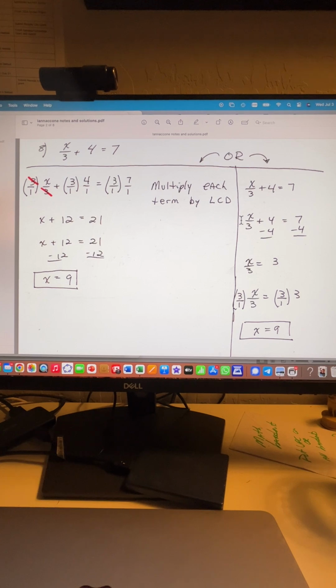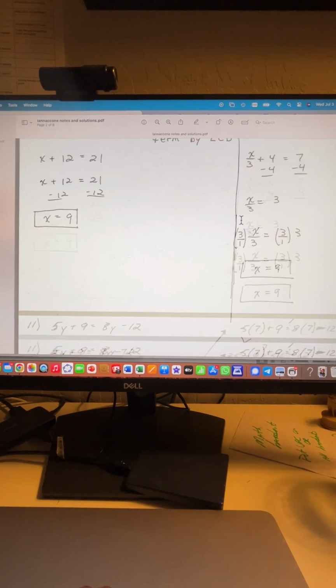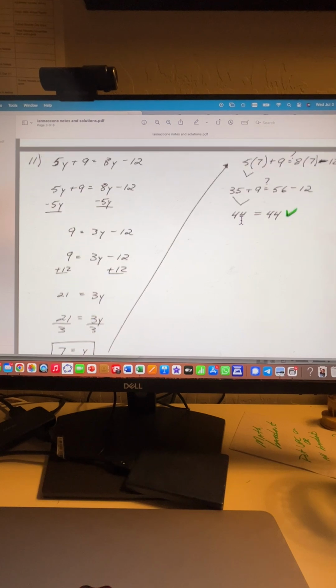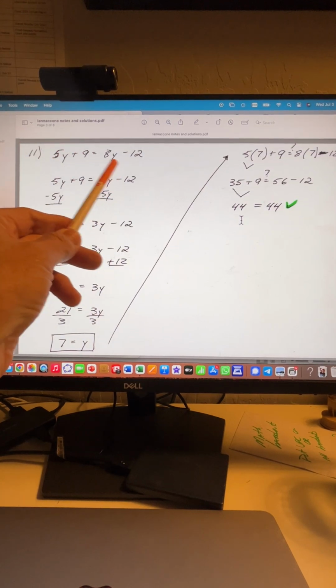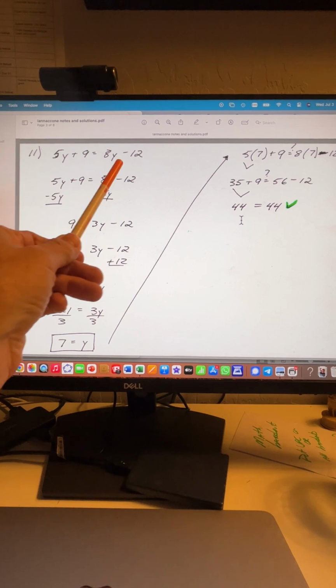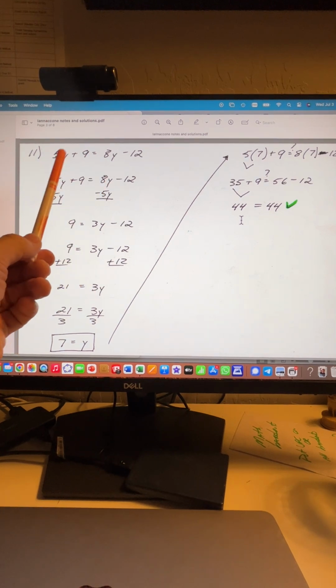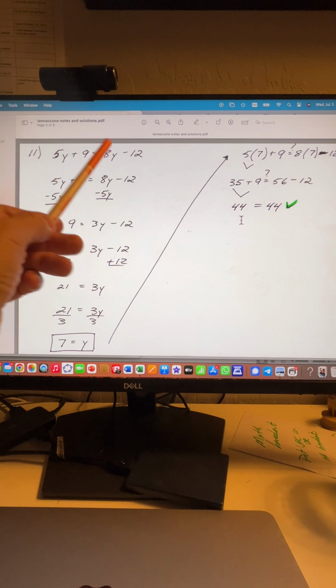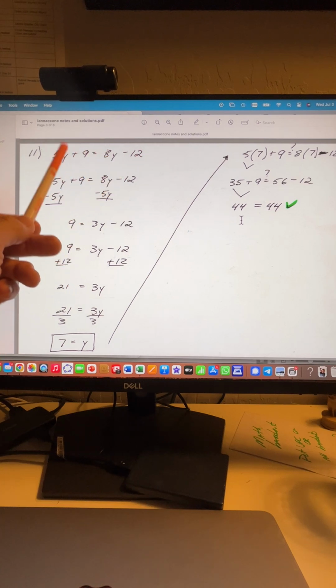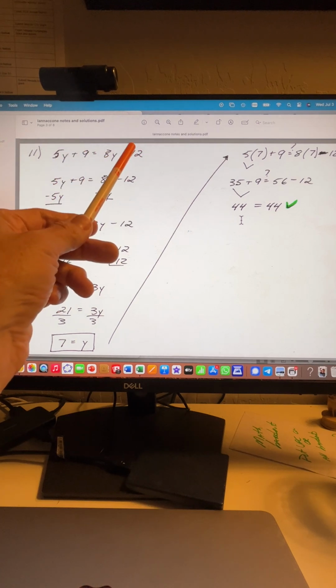You get the 9. We'll go over this method a lot because you'll like it. Once you get used to it, you'll like it a lot. You don't have to, of course. So here is a two or three step equation. So here, I've chosen to subtract 5y from both sides. You could have subtracted 8y, you could have subtracted 9, you could have added 12.